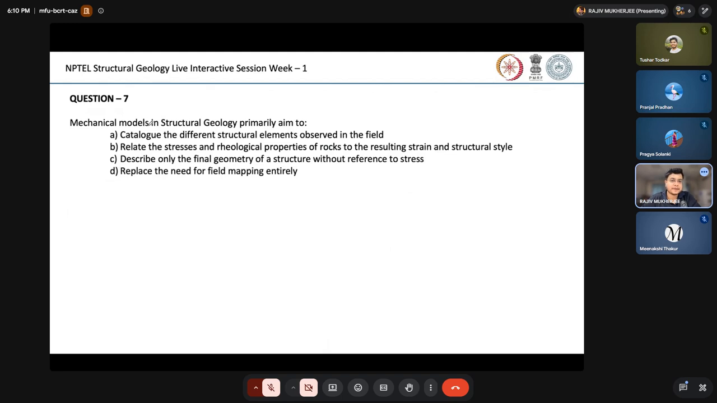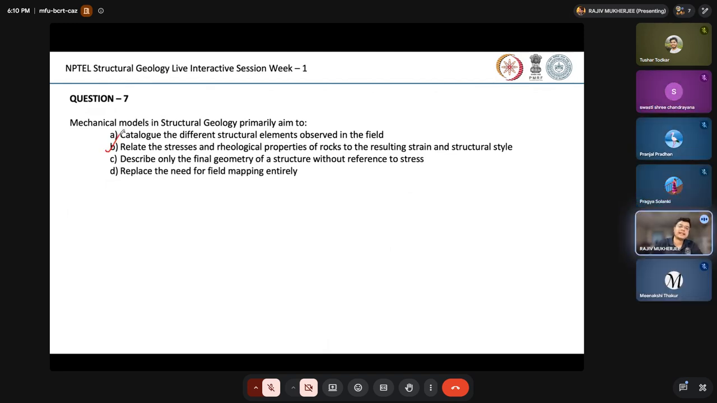And probably the best option in this case will be option B. Of course, it is the only correct answer, because mechanics involves understanding the stresses and the rheological properties of rocks that result in strain and structural style. Some rheology will produce brittle deformation, some rheology will of course produce ductile deformation, and whether the deformation is brittle or ductile will depend on the amount of strain, amount of stress, and the strain rate.